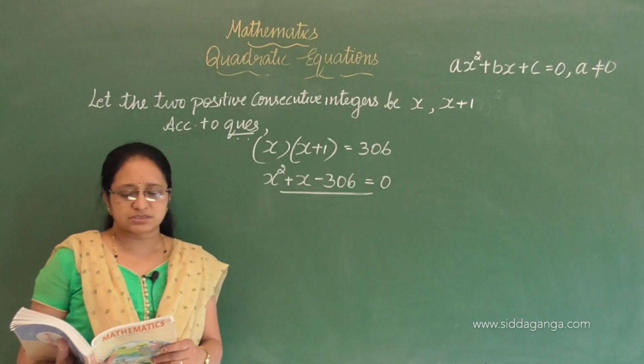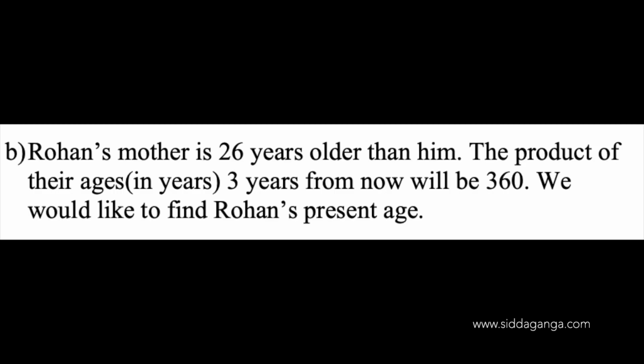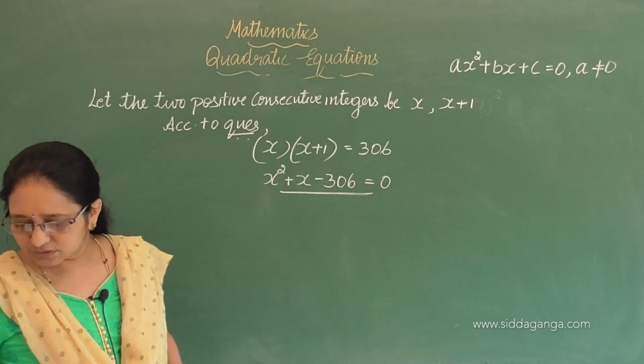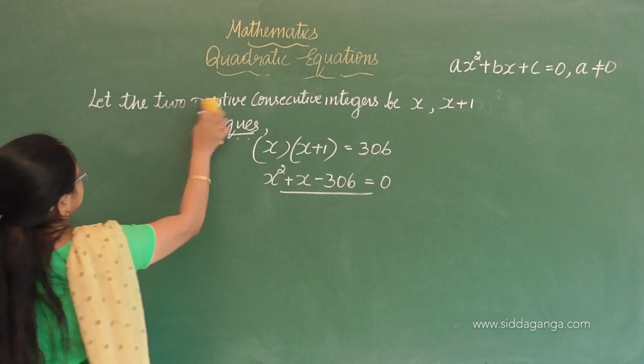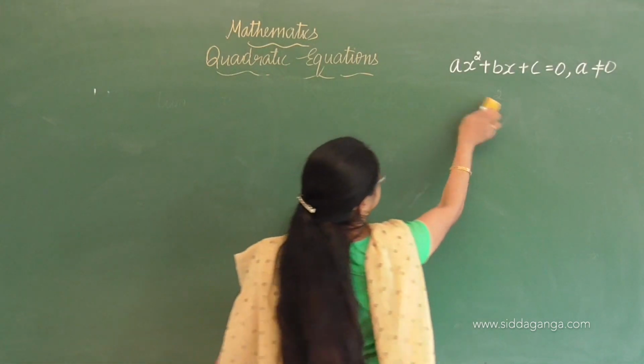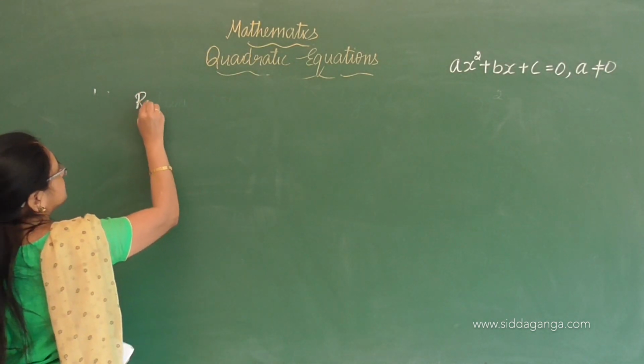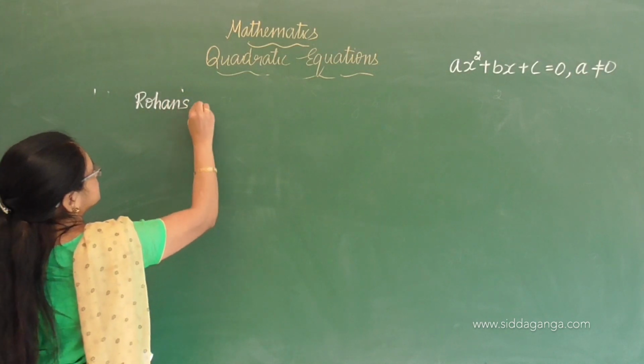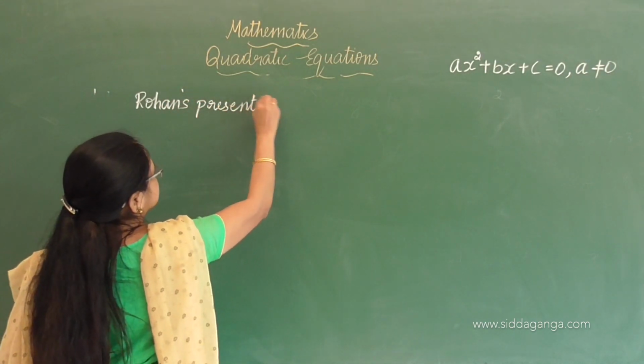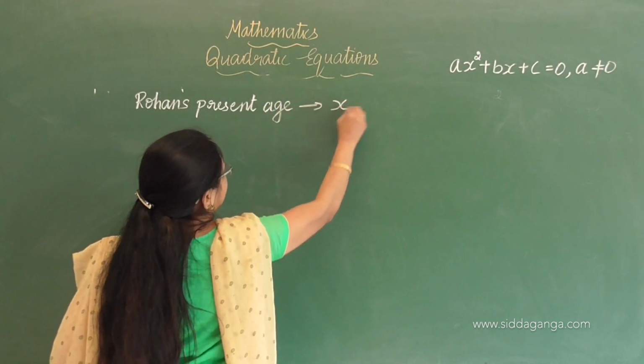Next, this is again a very important problem. Rohan's mother is 26 years older than him. The product of their ages 3 years from now will be 360. We would like to find Rohan's present age. So let us find Rohan's present age, just to frame the equation. What will be the first statement? Rohan's present age will be x.